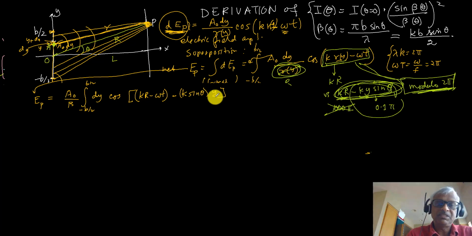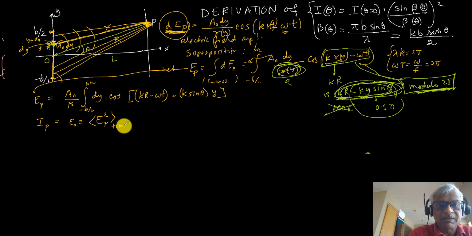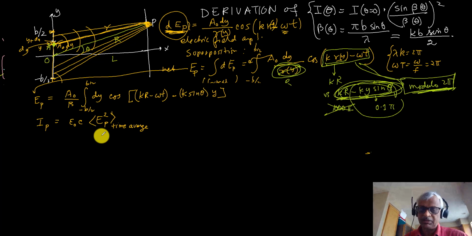But suppose we have done this integral, how do I get the intensity? So intensity at P is going to be epsilon naught, the speed of light, so this is the speed of light, times the time average of E_P square, time average this. So that's going to come from the electromagnetic wave analysis.